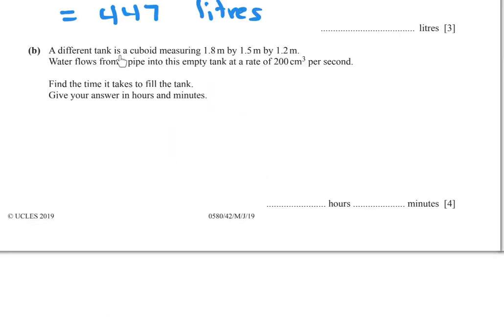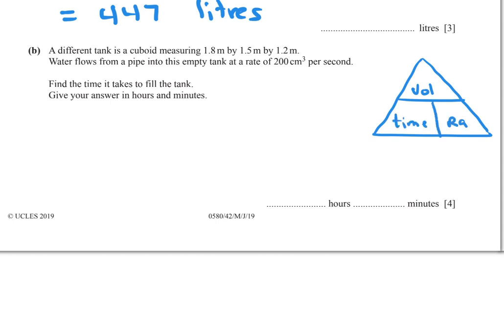B. A different tank is a cuboid measuring 1.8 meters by 1.5 meters by 1.2 meters. Water flows from a pipe into this empty tank at a rate of 200 cubic centimeters per second. Find the time it takes to fill the tank. We have a relation between volume, time, and rate. If you need the time, volume divided by the rate. So first you need to find the volume.